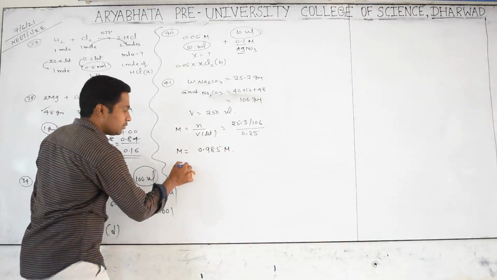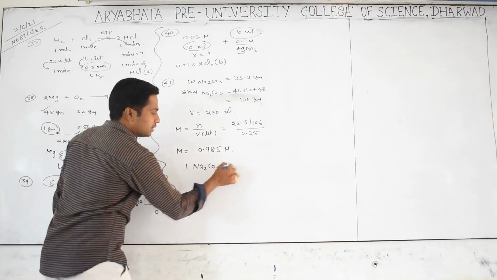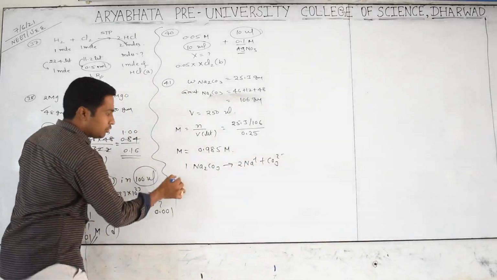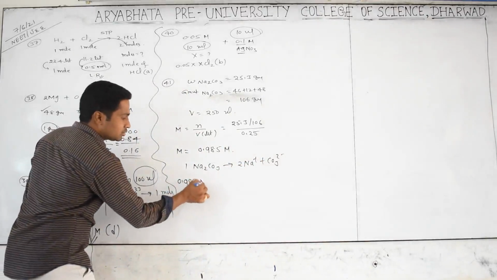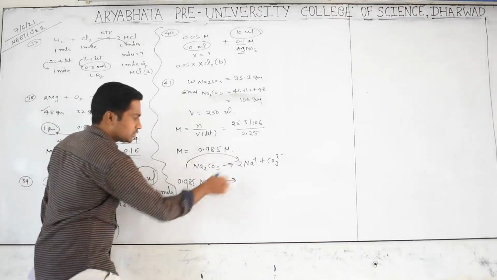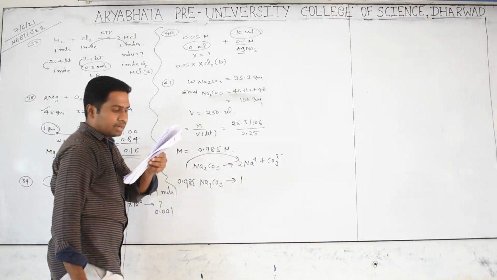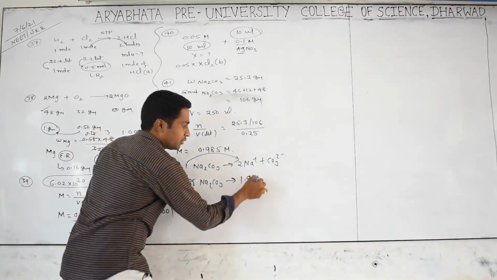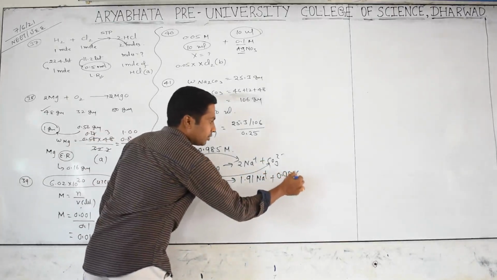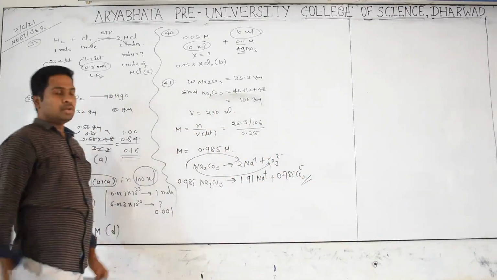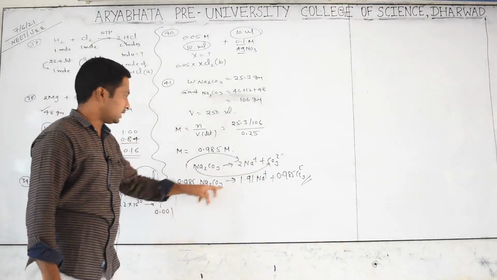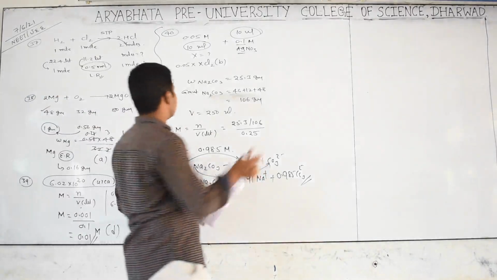1 mole of Na2CO3 gives 2 Na plus particles plus CO3 2 minus. So 0.985 moles or molar of Na2CO3 gives double: 1 gives 2, then this much gives 1.970 of Na plus, and 1 mole gives 1 mole only, 0.985 of CO3 2 minus. This is a good question. First you find the number of moles or molarity, then 1 mole gives 2 particles and 1 particle, so 0.985 gives this much. Yes, you can get it.